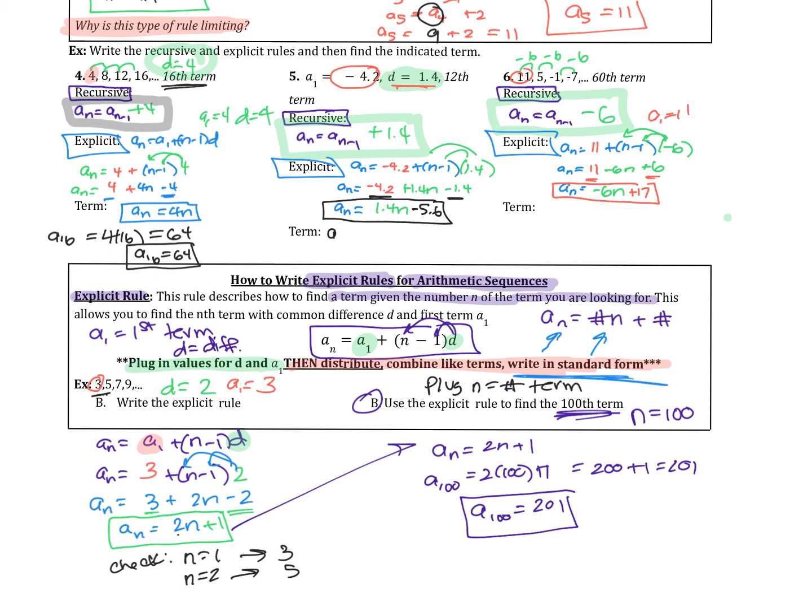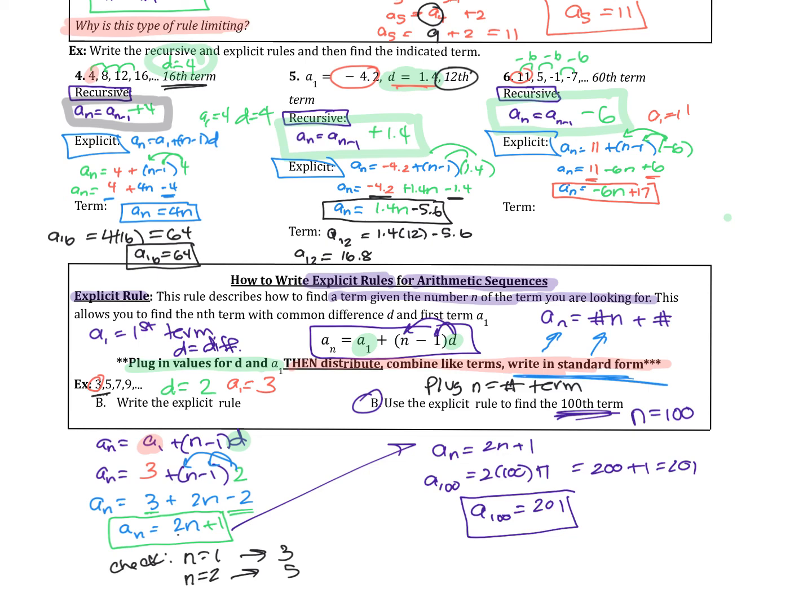Similarly, on number 5, we're being asked for the 12th term. So a sub 12 equals 1.4 times 12 minus 5.6. This one's going to require a little bit more work. I know that 14 times 12 is 168, so decimal place wise, this is going to give me 16.8.